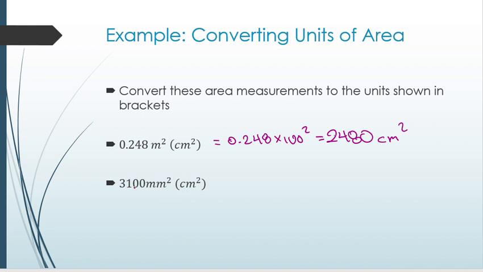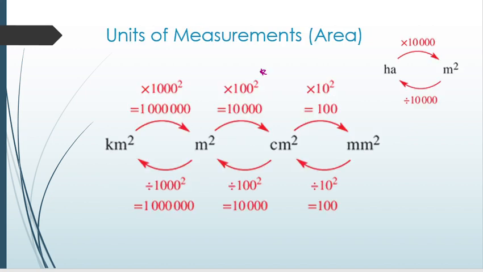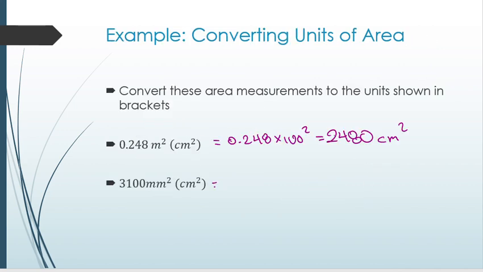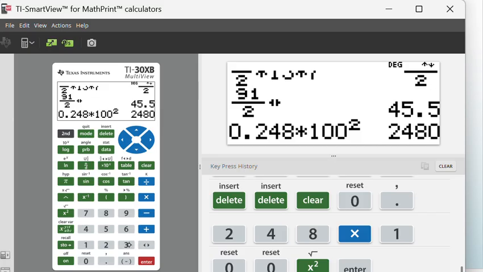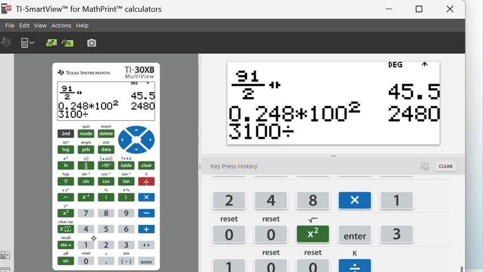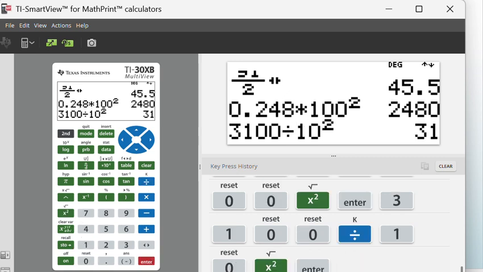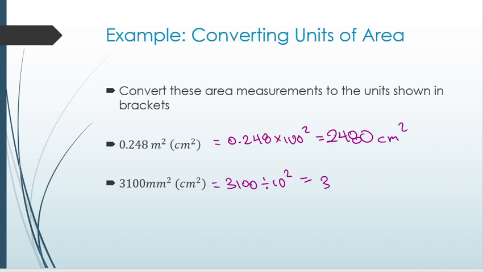So I have 3,100 millimeters squared and I need to convert it to centimeters squared instead. So to go from millimeters squared to centimeters squared, we are going to be dividing. Please make sure you press the divide button instead of your times. So if you just write this out, this will be 3100 divided by 10 squared. And if you type this exactly on the calculator, 31. So 31 centimeters squared.